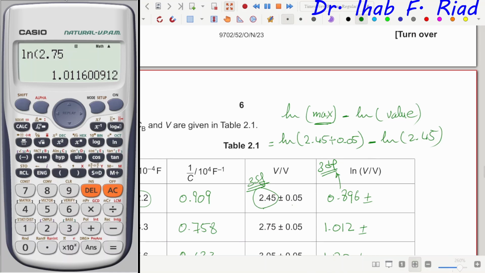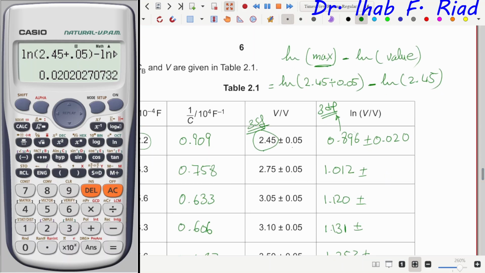So let us do the math. ln of 2.45 plus 0.05 minus ln of 2.45 is 0.02, and we keep it to 2 significant figures or 1 significant figure. This time we are going to keep it to 2 significant figures. Why are we going to do that? Because we have 3 decimal places. It's going to be 0.020.